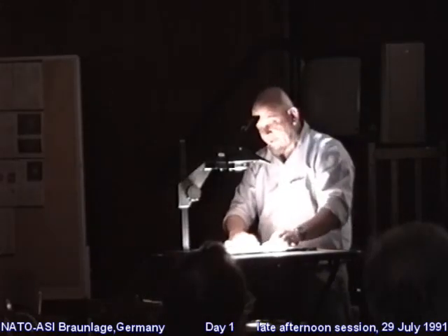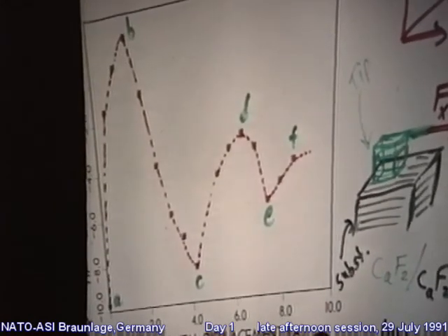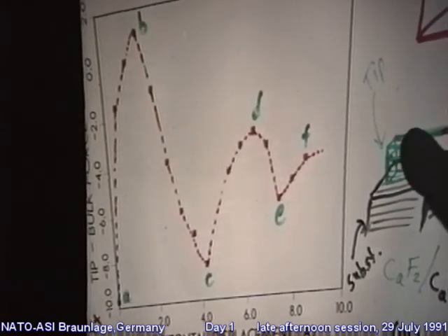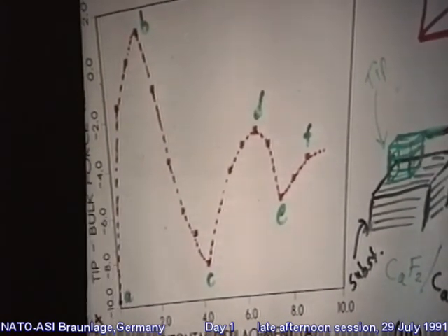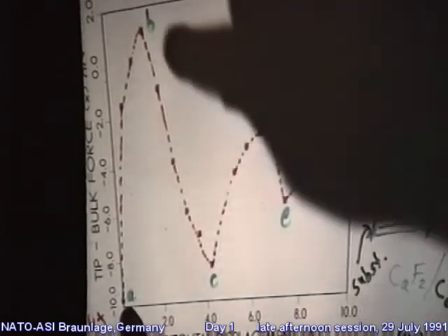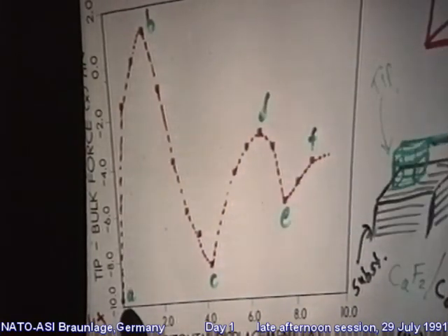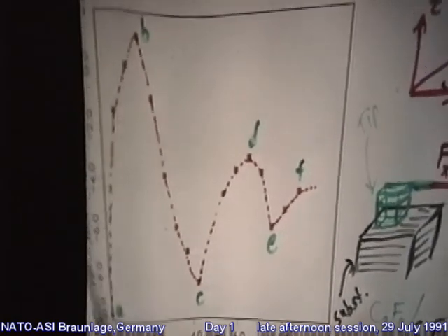This is the force in the x direction against the displacement in angstroms here, as I take this calcium fluoride tip that is mashed into that nicely, and I'm starting to move it along. And as I move along, you see that the force goes from being very attractive to slightly repulsive, and it oscillates like that. Okay? And this is exactly a stick-slip phenomenon.